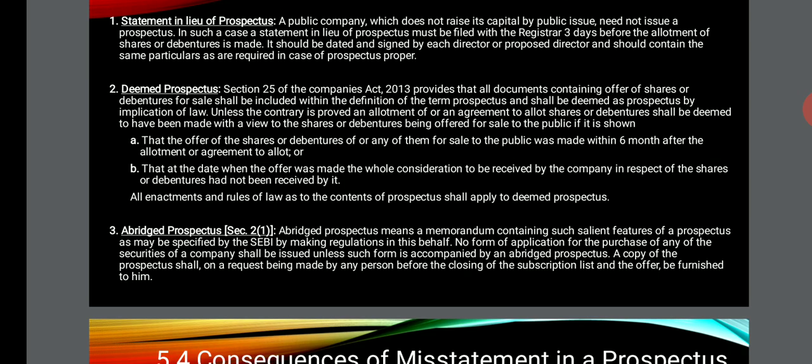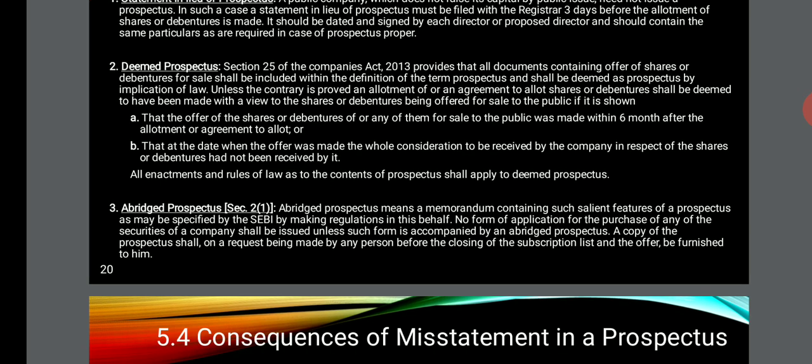All enactments and rules of law as to the content of the prospectus shall apply to a deemed prospectus. The third one is the abridged prospectus, Section 2(1). An abridged prospectus means a memorandum containing such salient features of the prospectus as may be specified by SEBI by making regulations in this behalf. No form of application for the purchase of any of the securities of the company shall be issued unless such form is accompanied by an abridged prospectus.